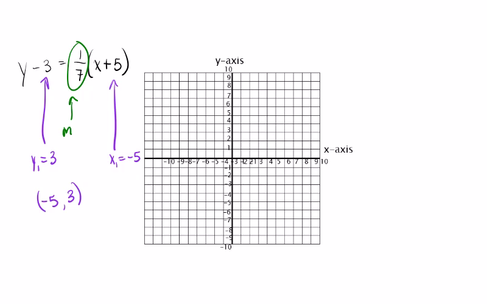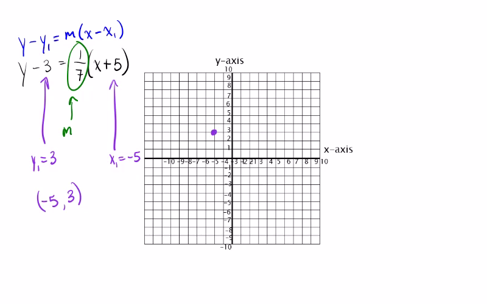All right, and just let me back up for a second. Remember, this is point slope form. Okay, so remember that because these negatives are built into the formula, we always change the signs when we find our point. Okay, so now I can plot that point, -5, 3.